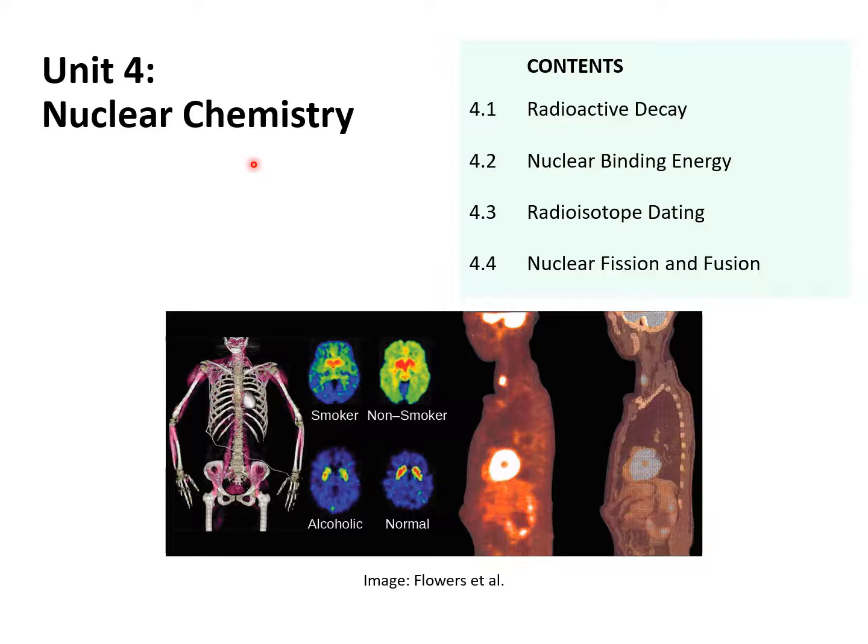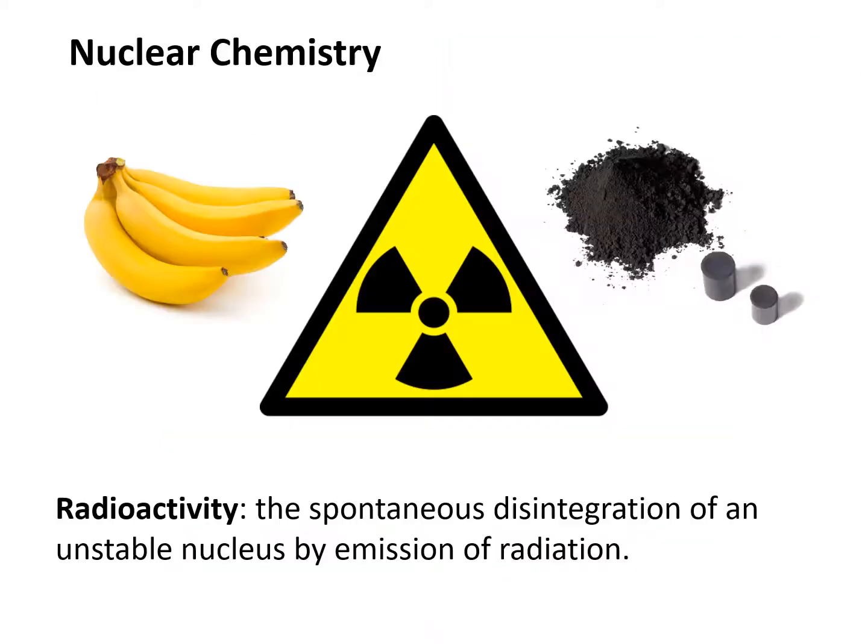Nuclear chemistry also has a number of important applications, such as in medical imaging using radioisotopes, such as seen in this diagram. Radioactivity is the spontaneous disintegration of an unstable nucleus by the emission of radiation. In the image on the right, we have a picture of uranium oxide, UO2, which is used to make nuclear fuel pellets. However, many common everyday objects are naturally radioactive, such as the case of bananas, as we see here.